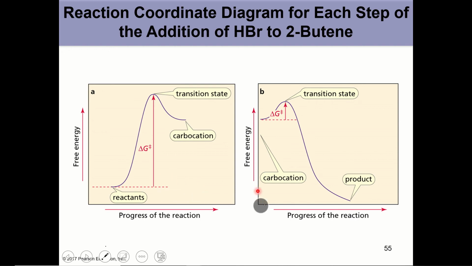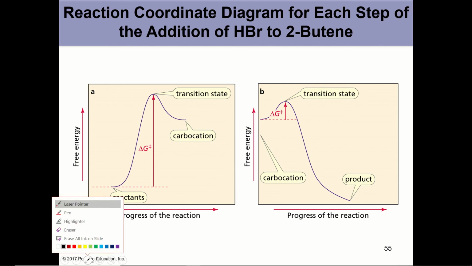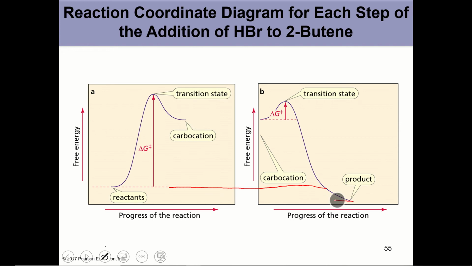The overall energy of reaction, if we were to draw the line over from reactant energy to product energy, you would see that the overall delta G is negative. So reactants have a higher energy than products. That means that delta G is negative. Delta G is less than 0.